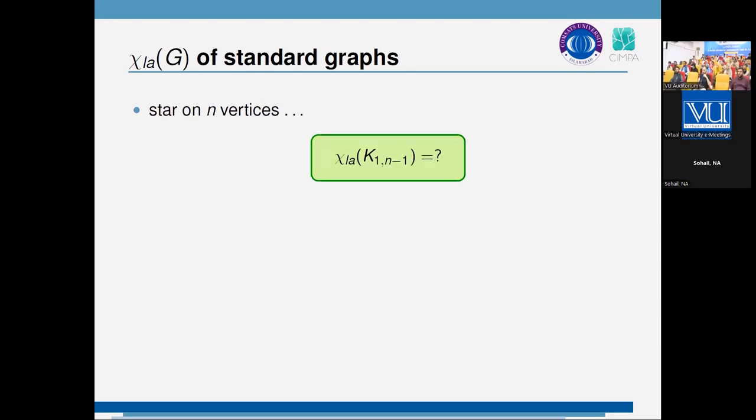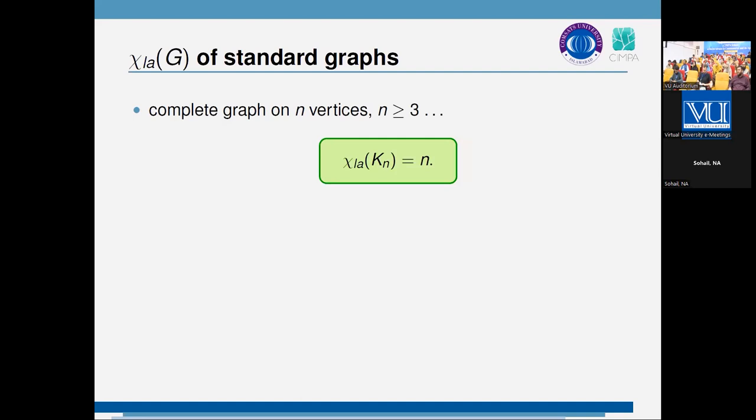Okay. Now, the question is, what is the local antimagic chromatic number of the star? Yes, it's exactly this one. It's the number of leaves plus 1. What do you think? Are you able to find such a labeling? Up to isomorphism, you have no chance to do it in another way. 1, 2, 3, 4, and so on. There's no chance to do it.